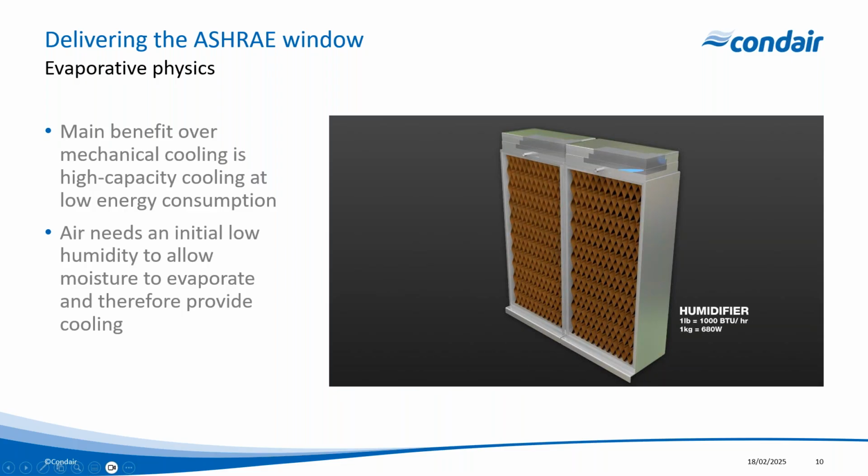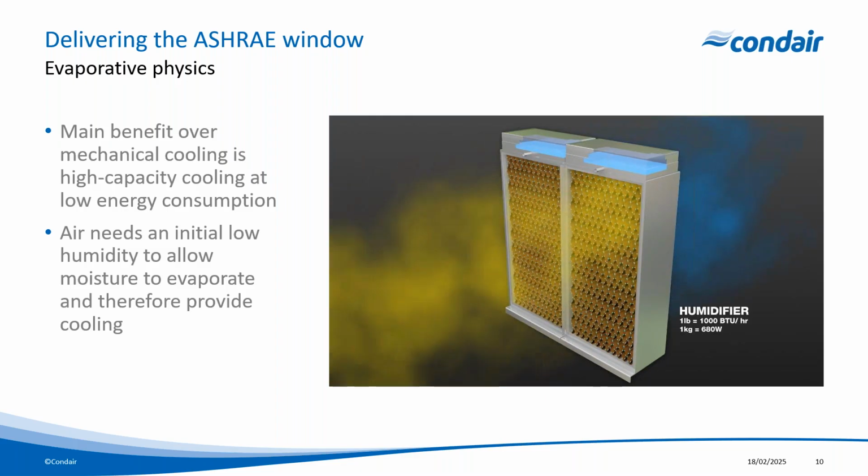Now, the main benefit of adiabatic cooling over mechanical cooling is the ability to provide a significant amount of cooling at an extremely low energy consumption. The only energy that we're using is already in the air, and we're not using any additional mechanical cooling equipment. So to put this into perspective, to evaporate 1 kilogram or 2.2 pounds of water requires about 680 watts of energy. That is the amount of energy needed to drive the phase change from liquid water to gas. So that means for every kilogram, every 2.2 pounds of water that we evaporate, we can actually achieve 680 watts of cooling as well.